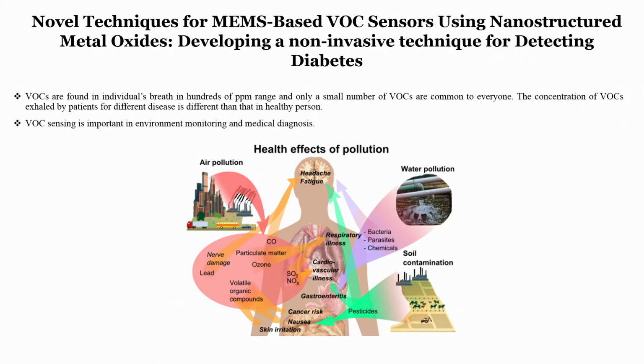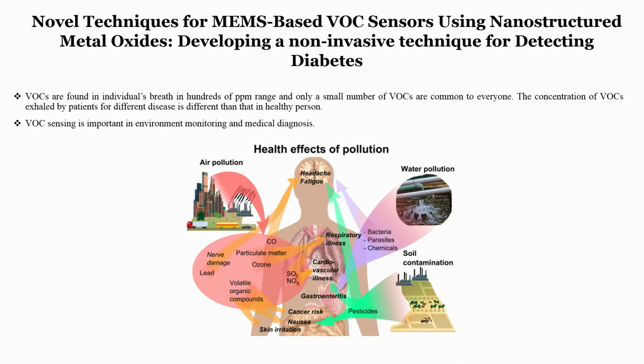All right. If you see the slide, we will be discussing novel techniques for MEMS based VOC sensors using nanostructure metal oxides. When I explain the fabrication, I will tell you the importance of nanostructure, why we have to go for nano. The idea is to develop a non invasive technique for detecting diabetes. Like I said, the VOCs are found in individual breath in the hundreds of parts per million range, and only a small number of VOCs are common to everyone. The concentration of VOCs exhaled by a patient for different diseases is different than in a healthy person.